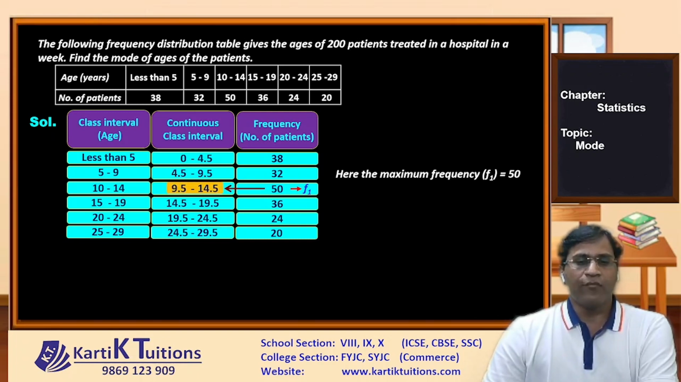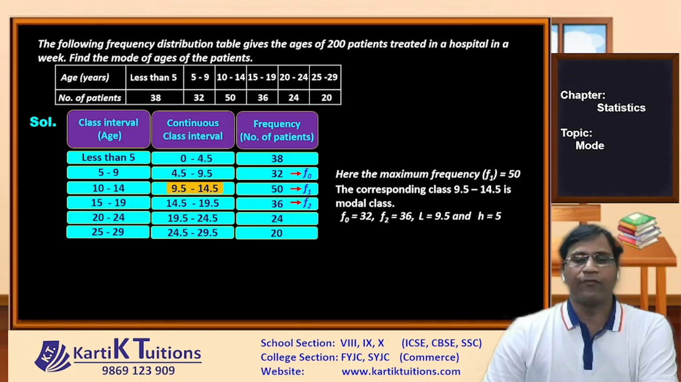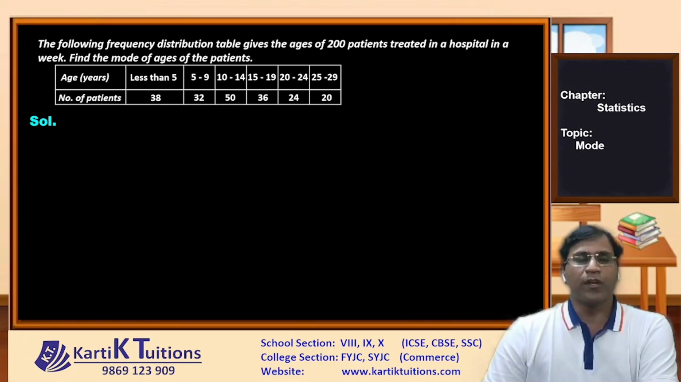So we have got F1. What will be our L? 9.5. Then the frequency above F1 is our F0 and the frequency after F1 is our F2. So we got the values of F0, F2, L and F1. Now the class width, if you just observe, is 5. You know how to find it: the difference between any two consecutive lower limits or upper limits. Now let's move to the next part of the sum, that is substitution of the values in the formula.